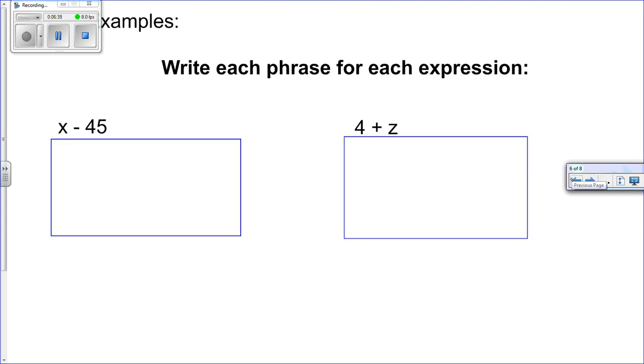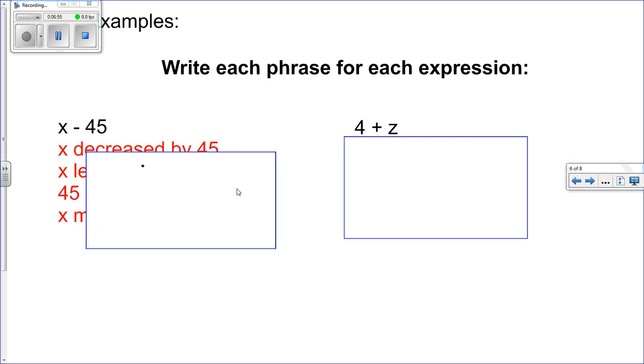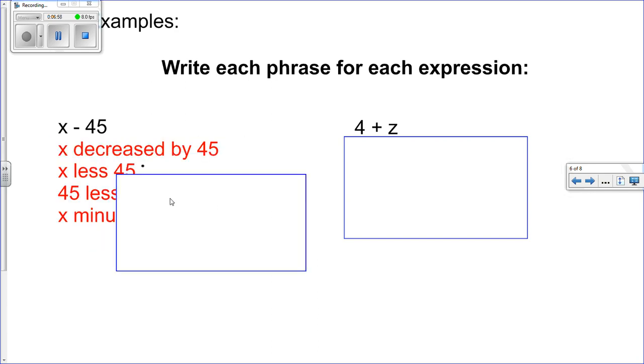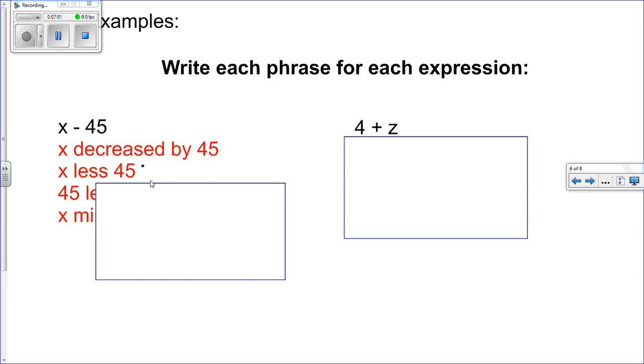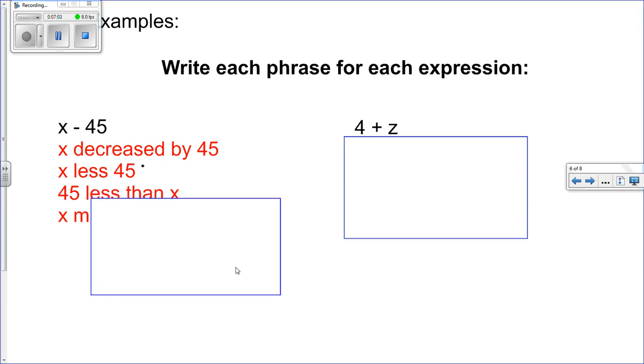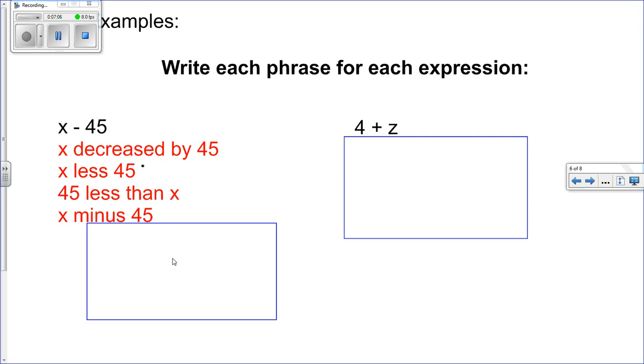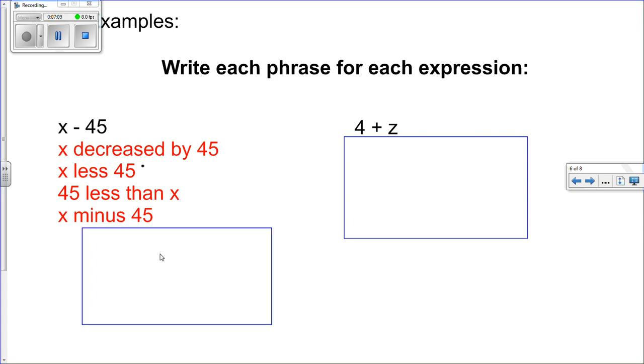So here are some examples. Write a phrase for each expression. We're translating words into math and math into words. These are algebraic expressions. For the first one, we can say x decreased by 45, x less than 45, 45 less than x, and x minus 45. Those are all phrases that would work for the algebraic expression x minus 45.